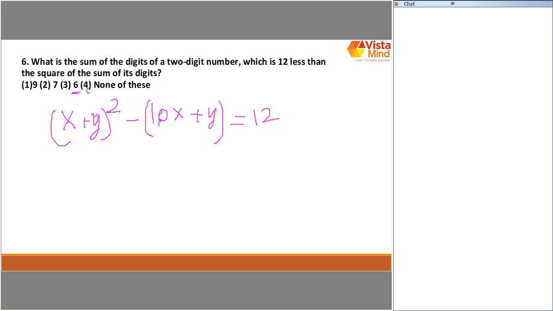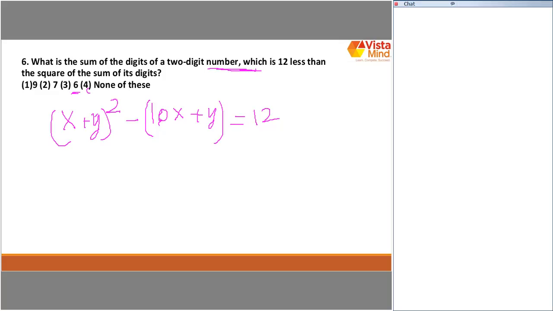The sum of the digits of a 2-digit number is 12 less than the number, which is, okay, so that means it is the number which is 12 less than the sum of squares. So how to go about the problem? Over here, let us take the option as 6. If I take 6, how can I get 6? Which numbers obey that the sum of digits should be 6?